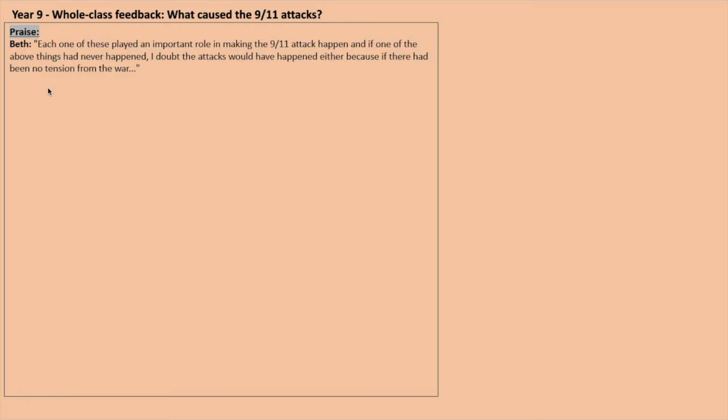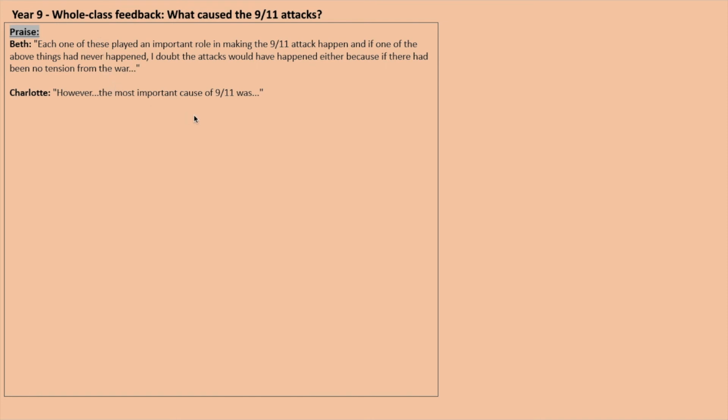Beth's sentence here was really good for showing the interplay and the linking between events, because she said each of these played an important role. If one hadn't happened, then the attacks wouldn't have happened because there would have been no tension. So it's really important to show the sort of complexity of how these causes work together. Charlotte's sentence here, really simple but really powerful.